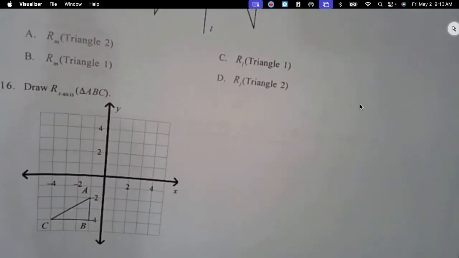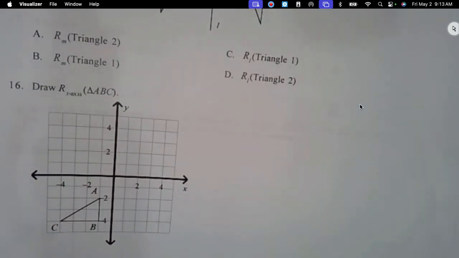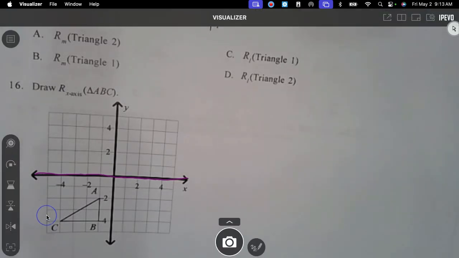16, it wants a reflection across the what? X-axis. If you need to, draw on your x-axis and think, okay, that's what I'm flipping over. Let me just see, how many spaces is this one from the x-axis? 1, 2. So I'm going to go up 1, 2.